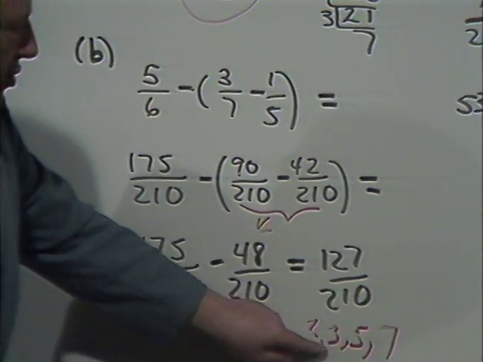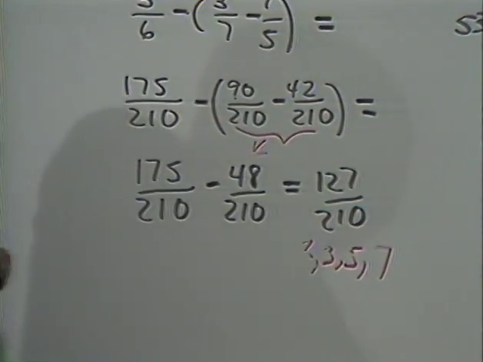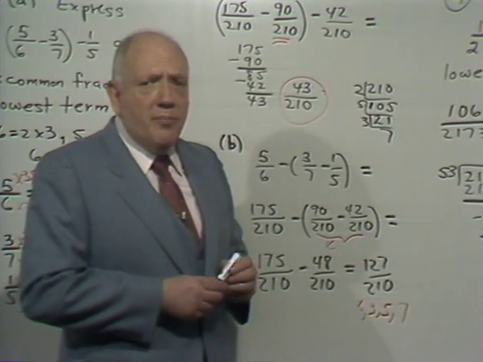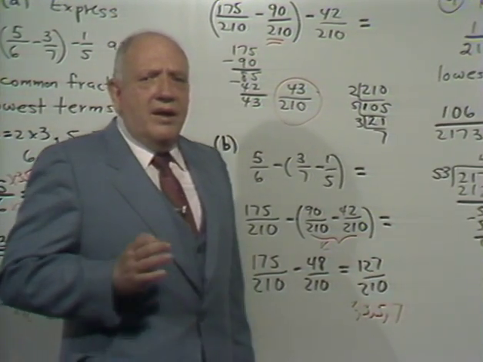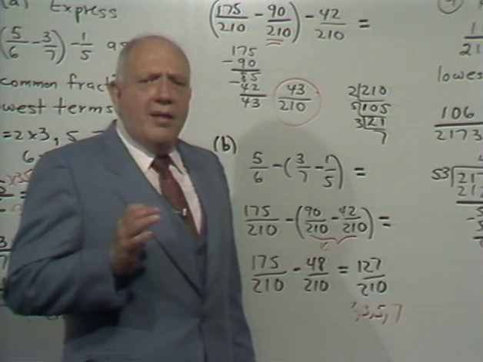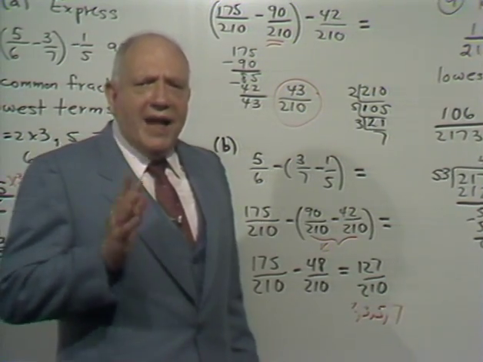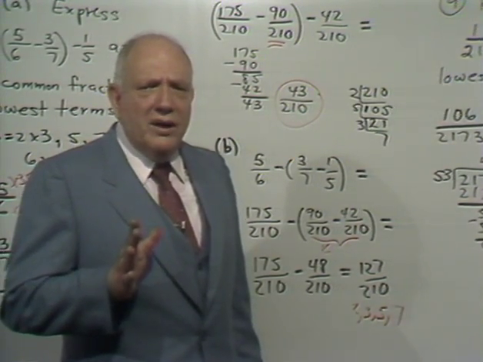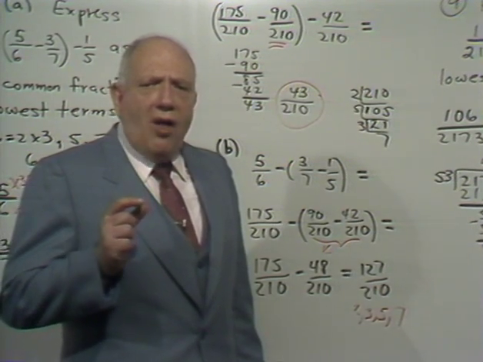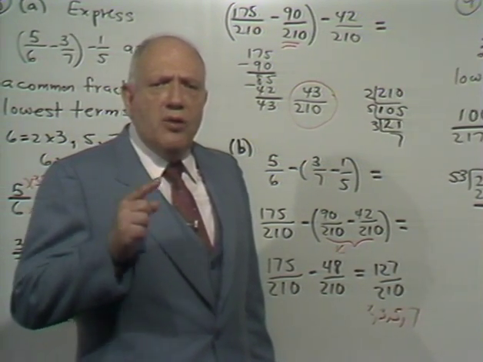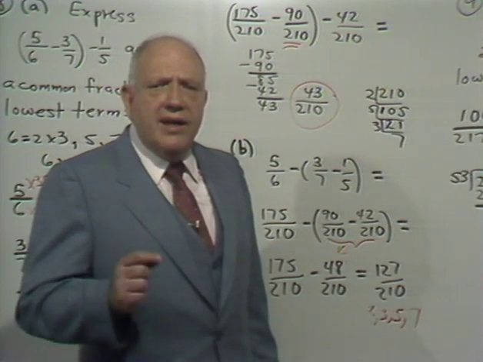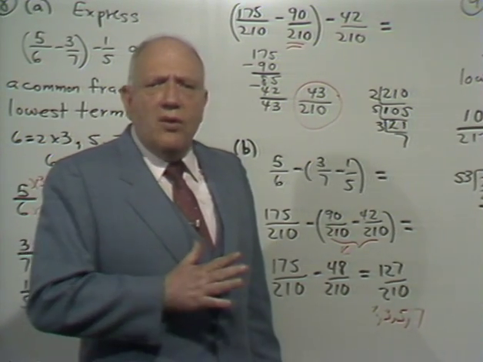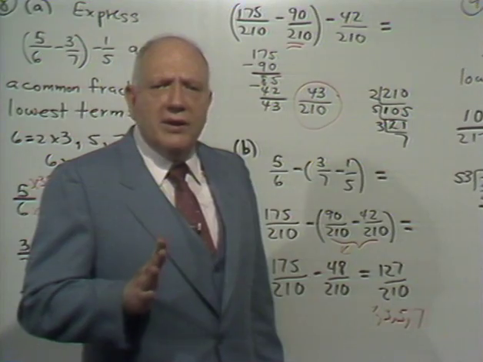And since neither 2, 3, 5, nor 7 goes into 127, that means the problem is already in lowest terms. Now, here's what's important. A lot of times you see a big number and you can't factor it. It's too hard for you. Be careful. As long as one part, either the numerator or the denominator, is easy to factor, then we don't have to worry too much about the other factor.